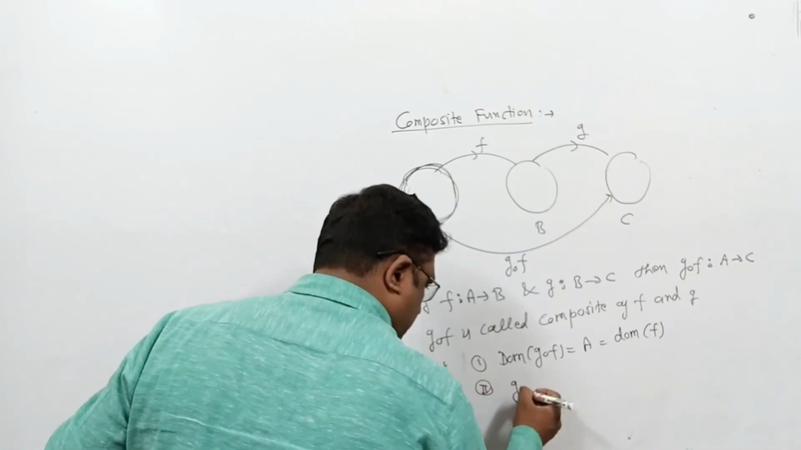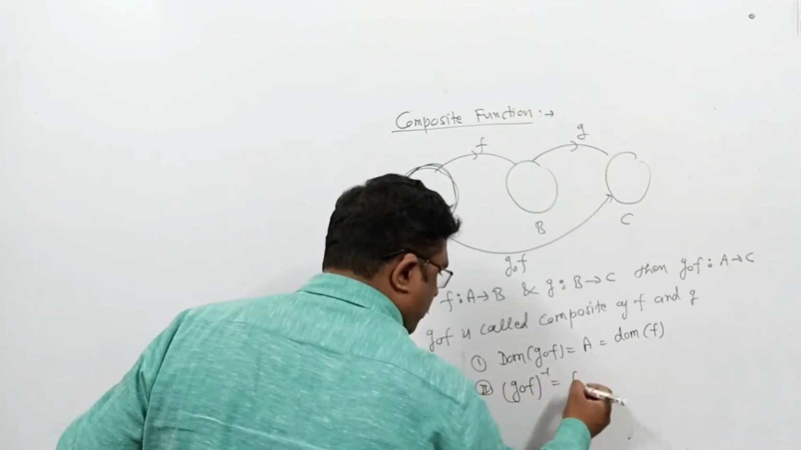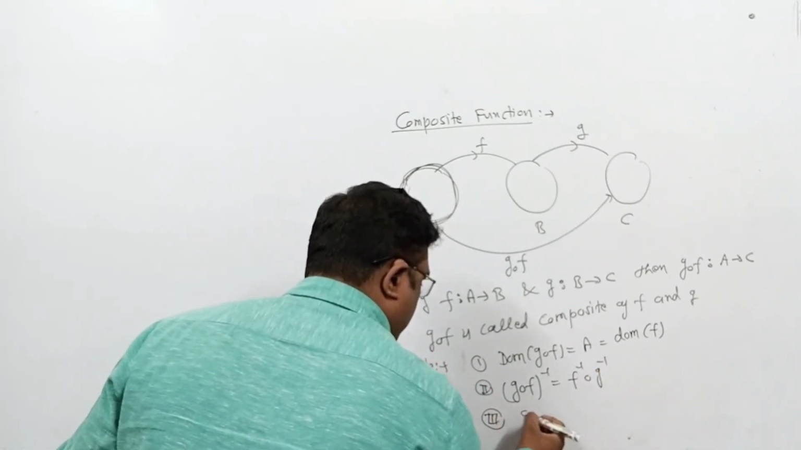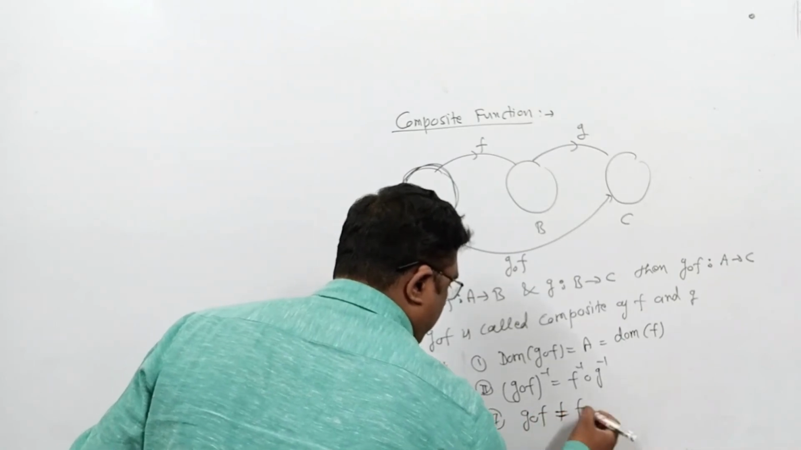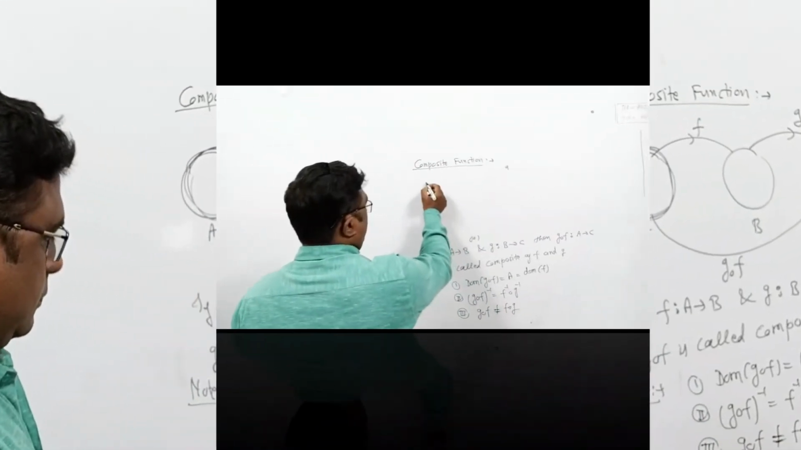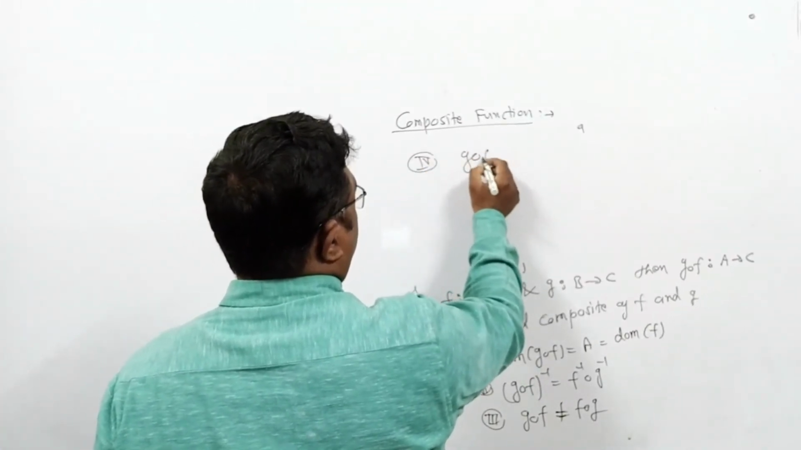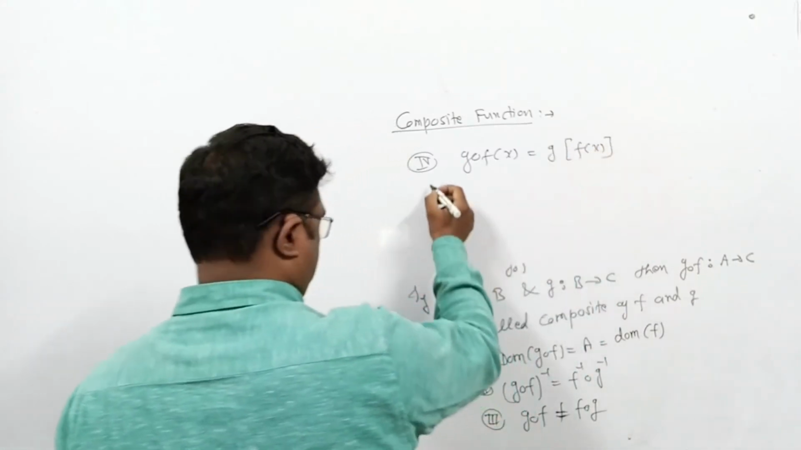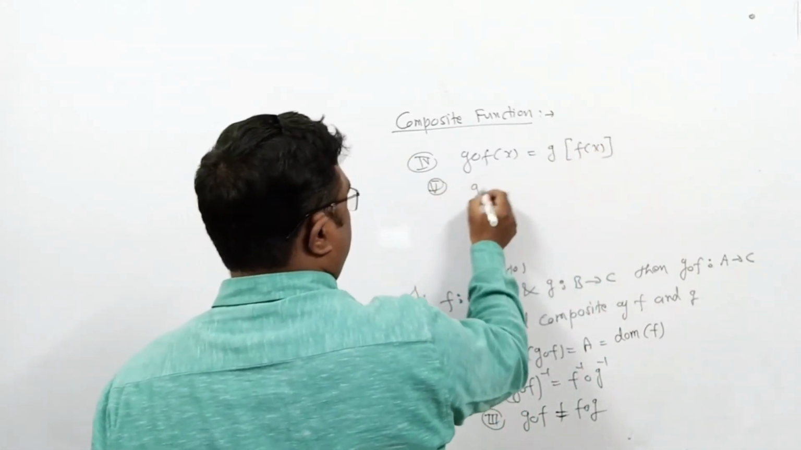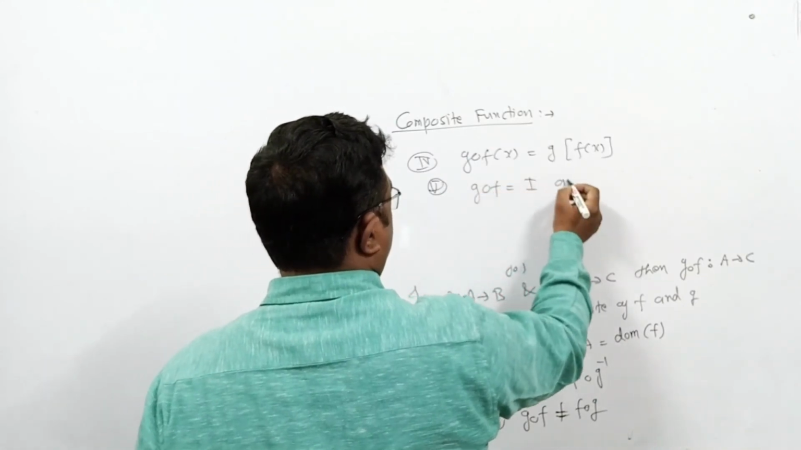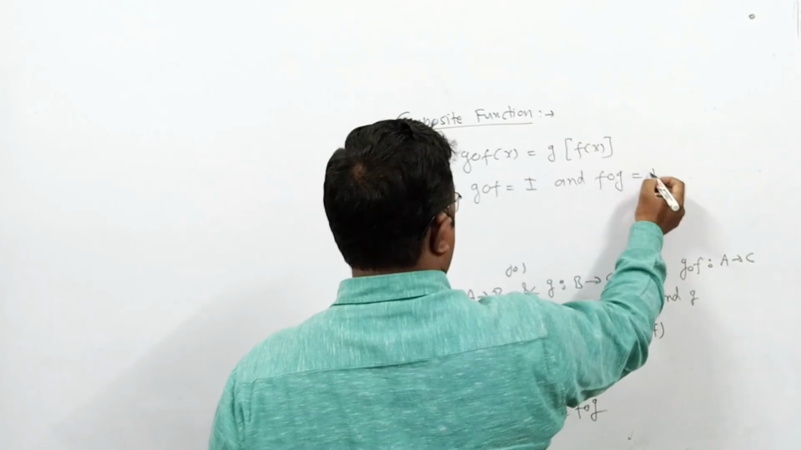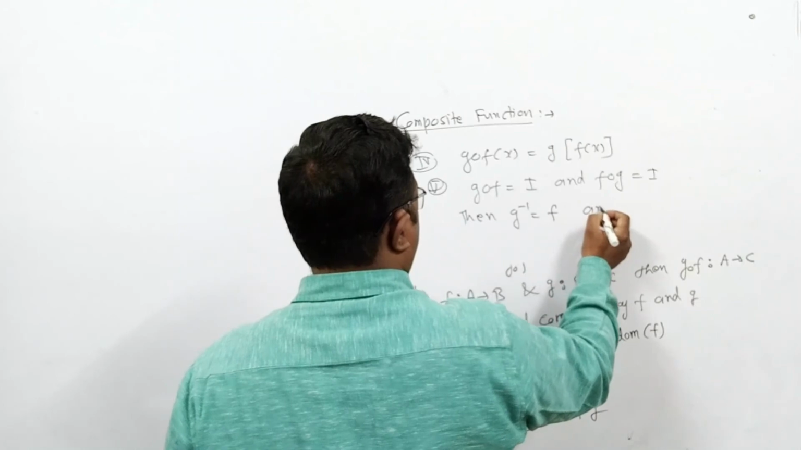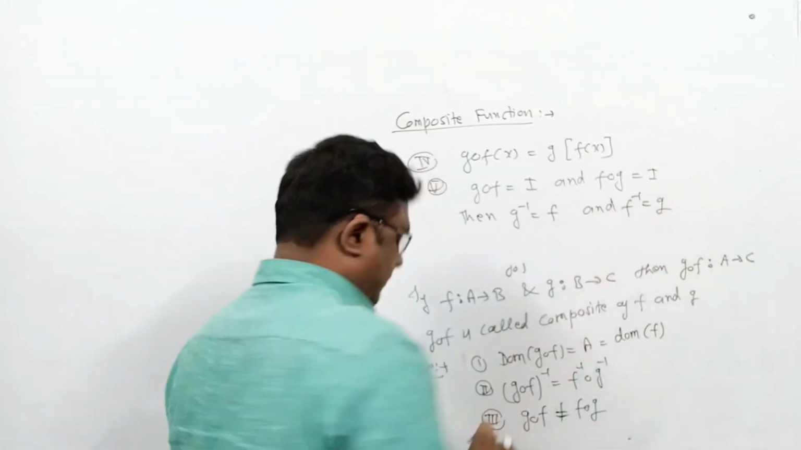Second, (gof) inverse is equal to f inverse o g inverse. Third, gof is not equal to fog. Now the fourth point is gof(x) is equal to g(f(x)). Fifth point, if gof is equal to the identity function and fog is also the identity function, then g inverse is equal to f and f inverse is equal to g.